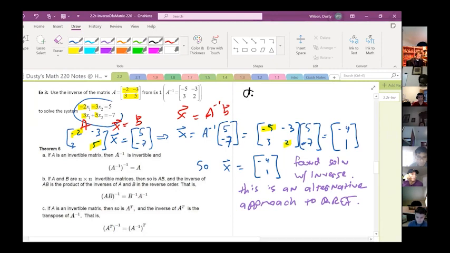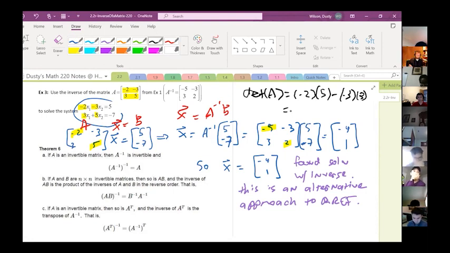Because the determinant, what's the determinant here? So it would be minus 2 times 5 minus minus 3 times 3, which is what? It's minus 1. So that one over the determinant part, that's why all those signs were changing. Does that make sense, Rotana? Cool. Good question. All right. Very good.